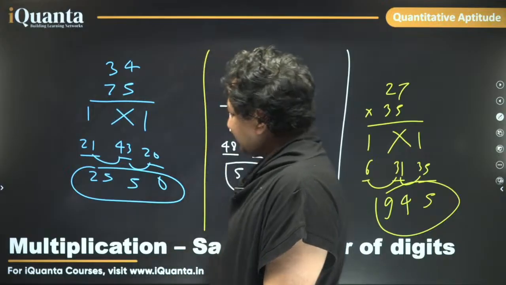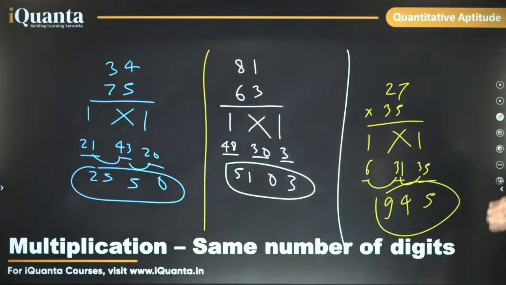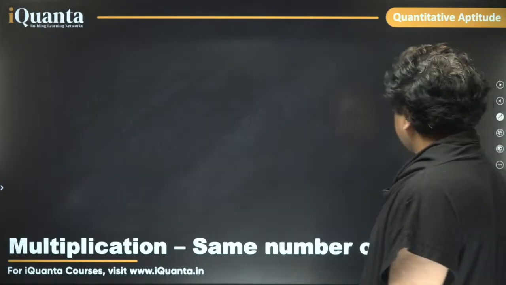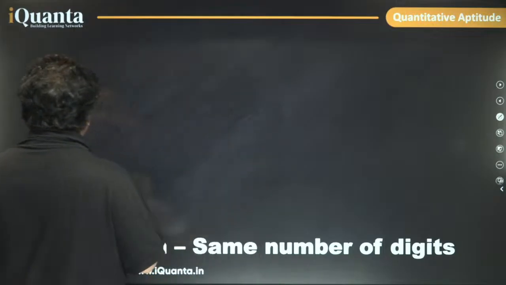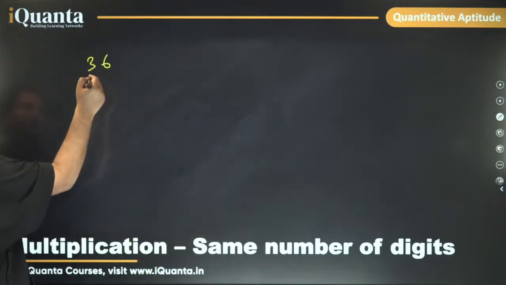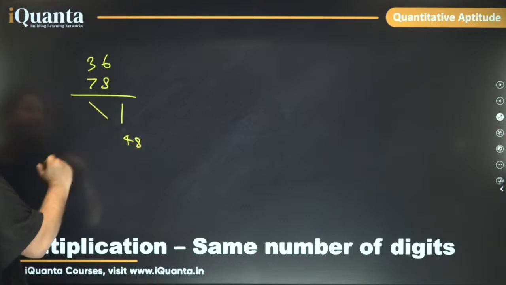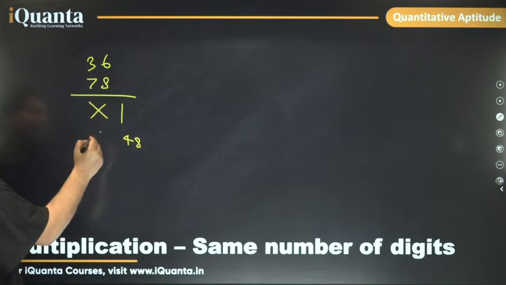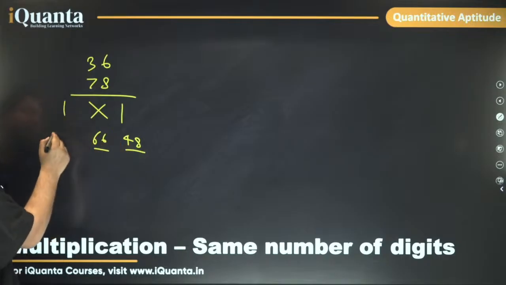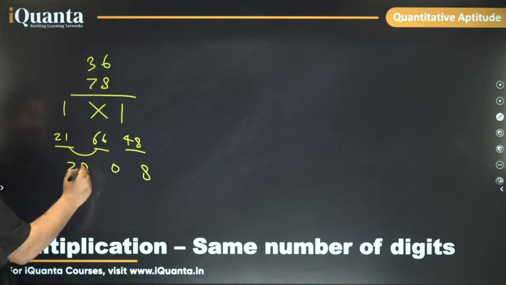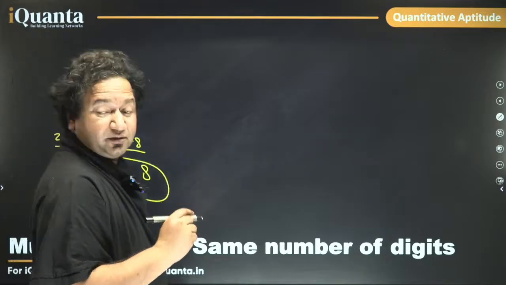Nice, isn't it? Understood? Wow. Let's take one more. 36 into 78. 6 8s are 48. 24 plus 42 is 66. 3 7s are 21. 8 stays, 4 goes, becomes 70. 0 stays, 7 goes, becomes 28. We have this answer. 2808.